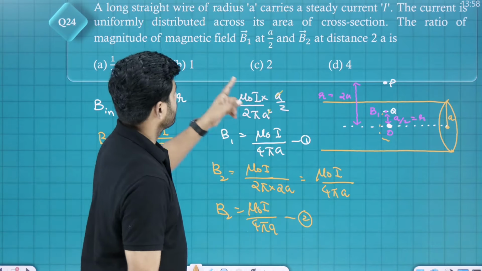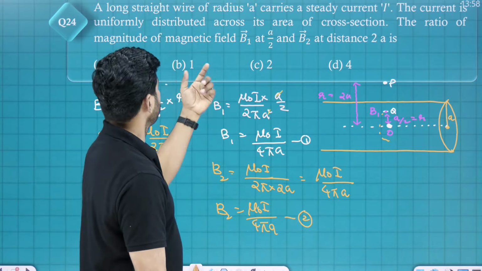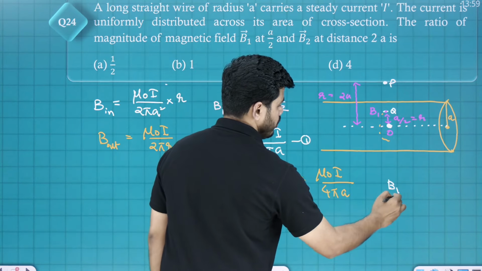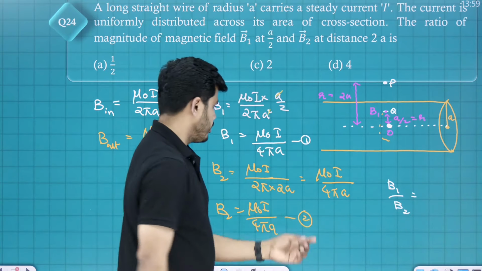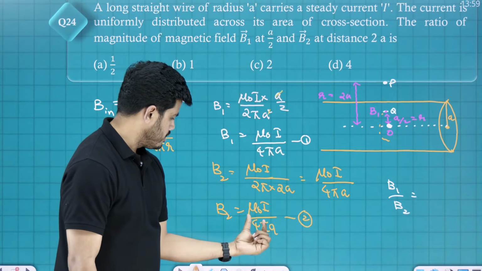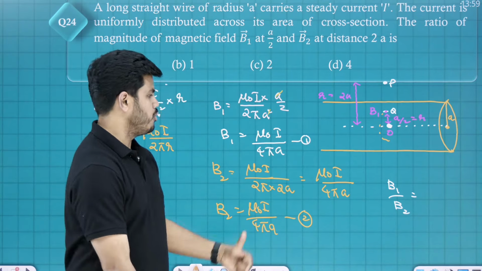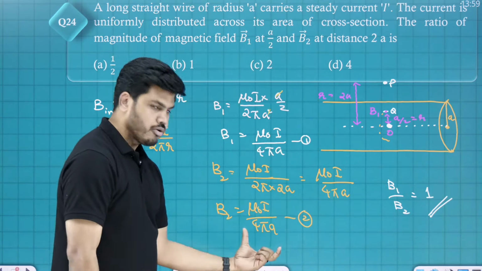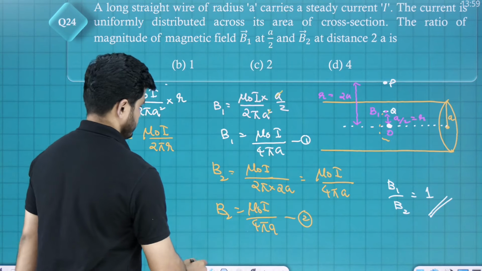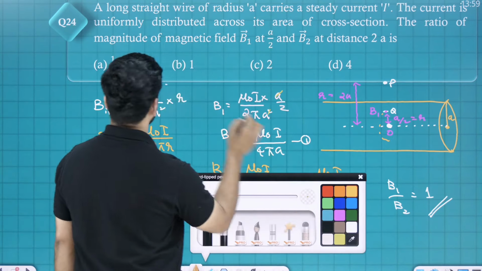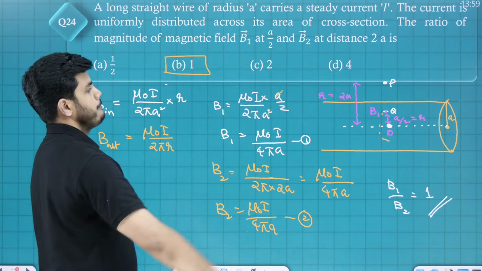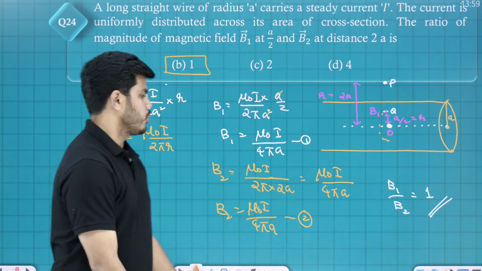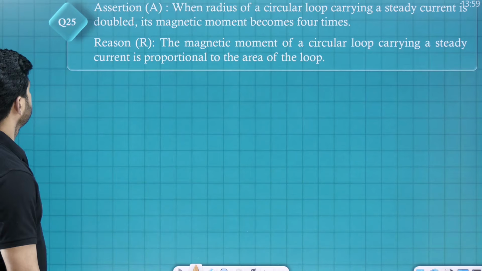Now just compare them. You're asked to find the ratio of B1 to B2. So let us take the ratio. B1 divided by B2 is equal to, what is B1? Mu naught I by 4 pi A. B2 is also the same, mu naught I by 4 pi A. So we get the ratio as 1. Same equations we got for B1 and B2. So what is the final answer? We have option B. Yes, so the ratio B1 by B2 is going to be 1 only. Right, moving on to the next.